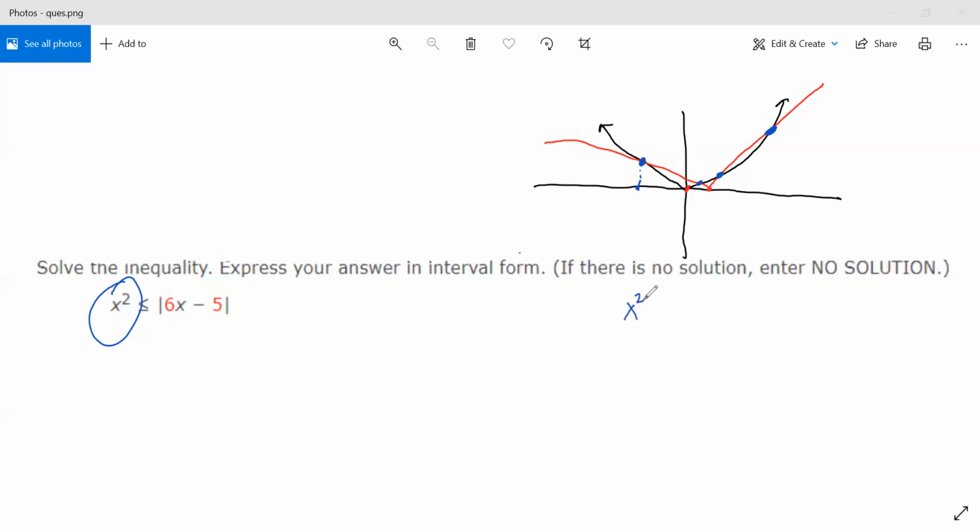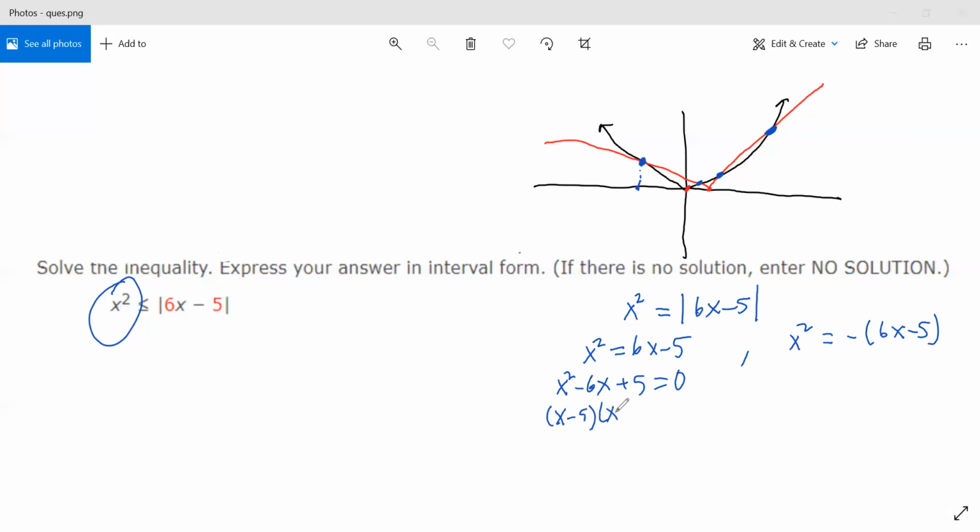To find the intersection point, I'm just going to set these two things equal to each other. I'm going to say x squared equals 6x minus 5. We will have two cases here. One case will be x squared equals 6x minus 5, and the other case will be x squared equals minus the absolute value expression. So we have to have two cases. If you move everything to the left, you can factorize this as x minus 5, x minus 1 equals 0. So this will be x equals 1 and x equals 5.